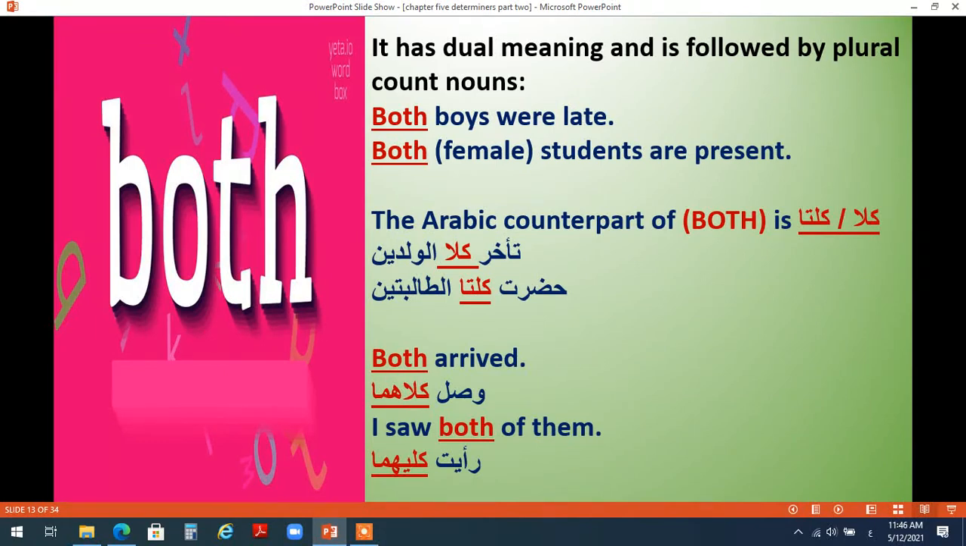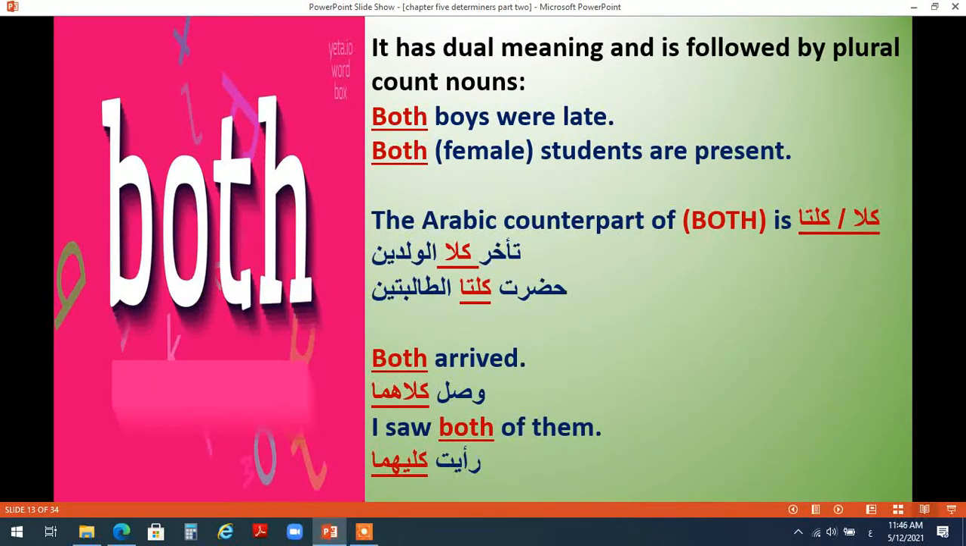The Arabic counterpart of both is either we use كلا إن كان الإشارة إلى مثنى مذكر أو أن نستخدم كلتا إن كانت الإشارة إلى مثنى مؤنث. For example تأخر كلا الولدين أو حضرت كلتا الطالبتين.